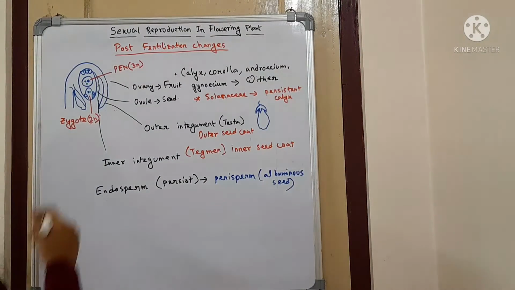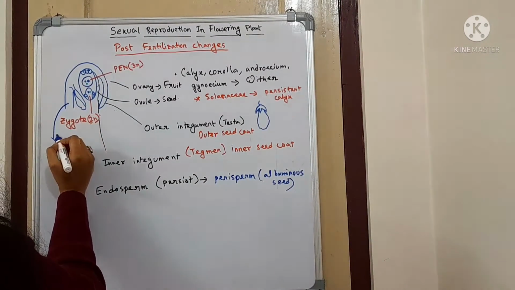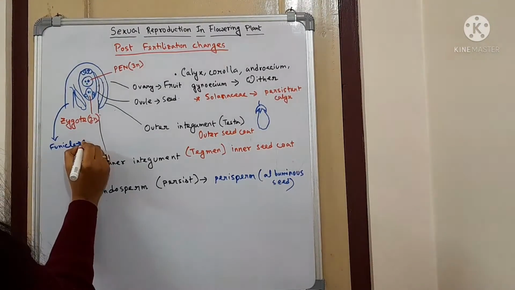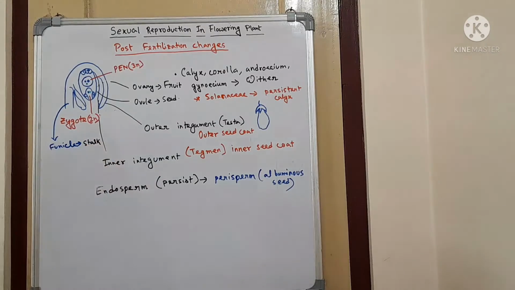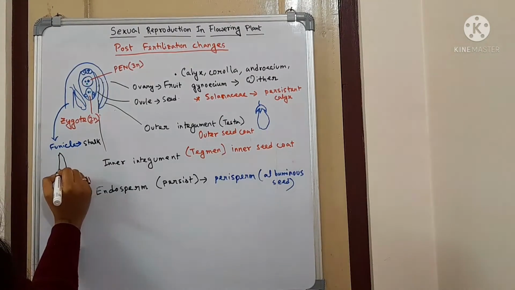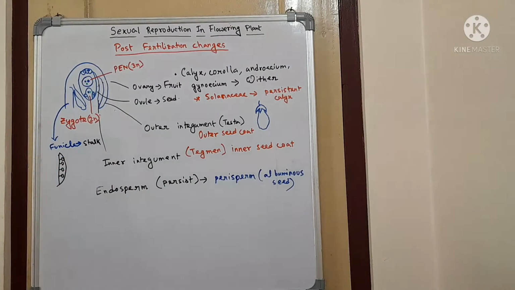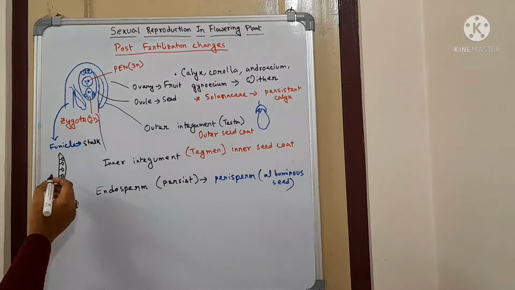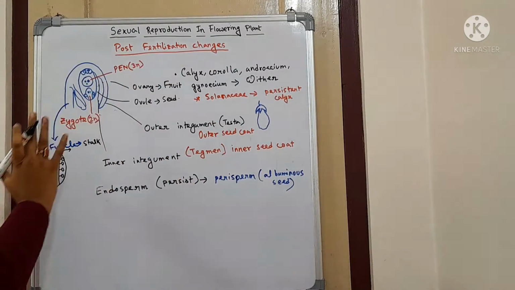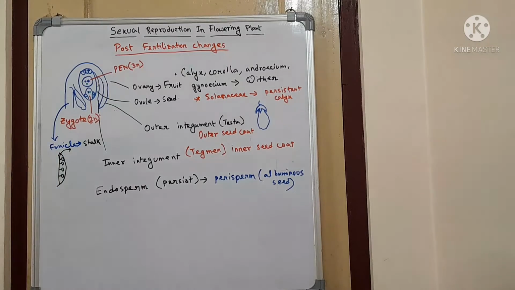What about the funicle? This is the funicle. The funicle will be converted into the stalk of the seeds. Let us take one example, the pea. Inside the pea, we can find this type of structures. These are the stalks. These are nothing but the funicles which have been converted into stalk.